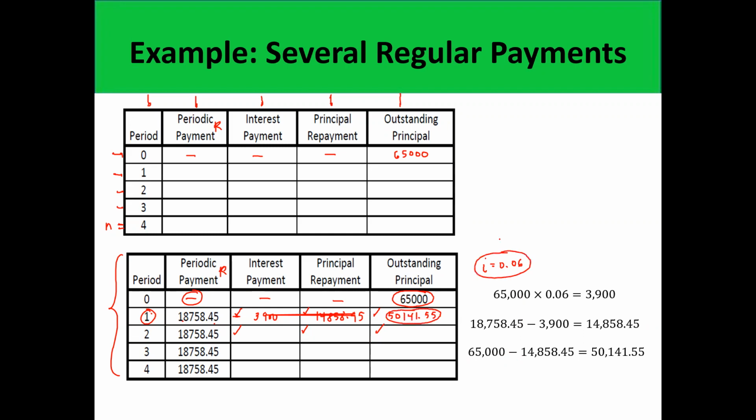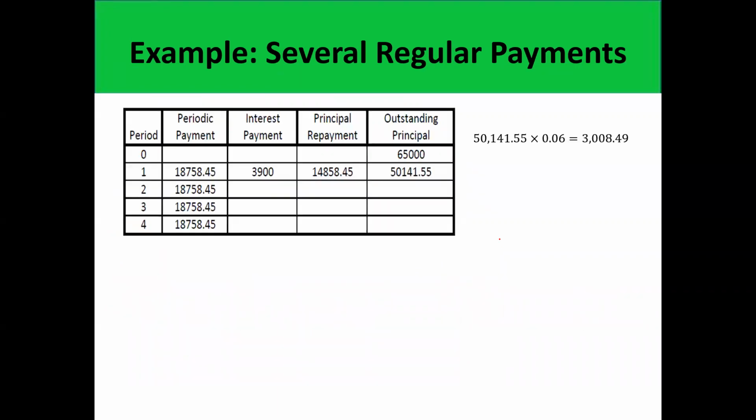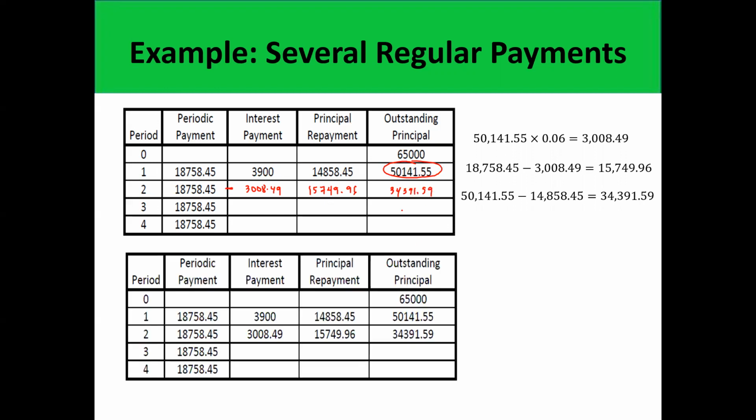So repeating these steps, for the cells in period number 2, we have to multiply this 50,141.55 by I again, which is 0.06. So that's going to be 3,008.49. And observe that the interest payments are decreasing every period. It's because our outstanding balance is also decreasing. So the interest charges will also decrease every period. Now, the effect of decreasing interest payments would be that the principal repayments would increase. So subtracting this two, we get 15,749.96. And then subtracting this amount from the previous outstanding balance, we get 34,391.59. And we get the following table.